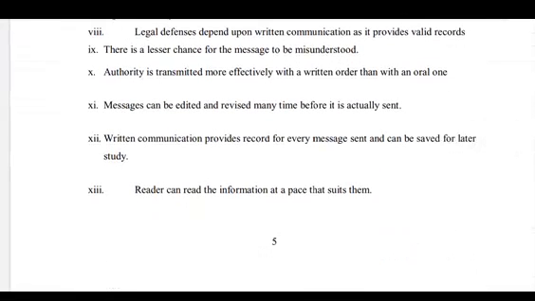And the messages can be edited and revised many times before they are actually sent. We can also say that written communication provides a record for every message sent.